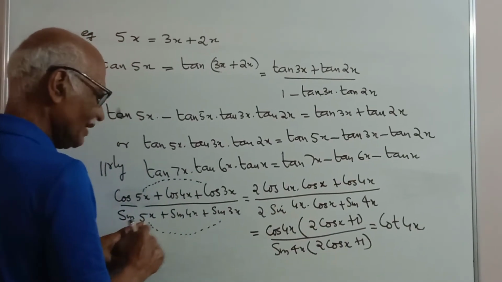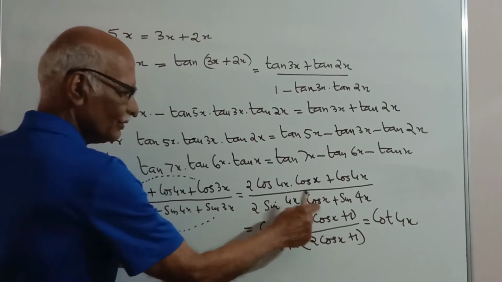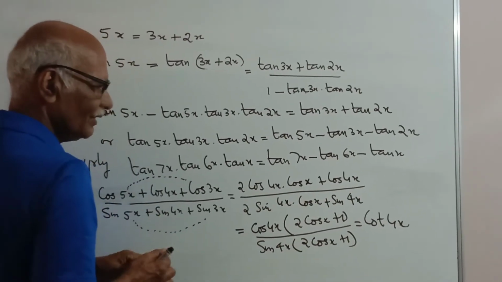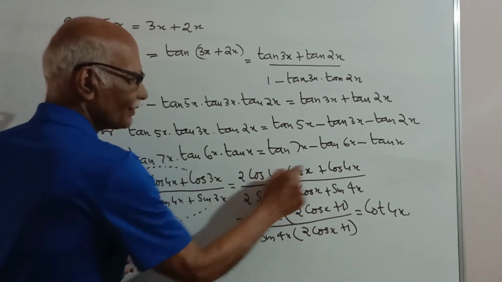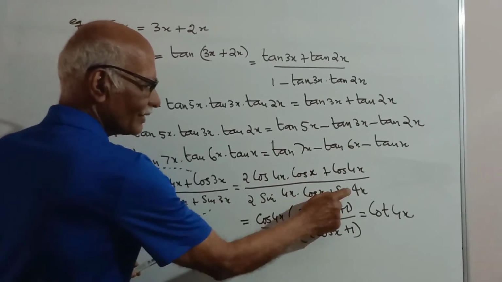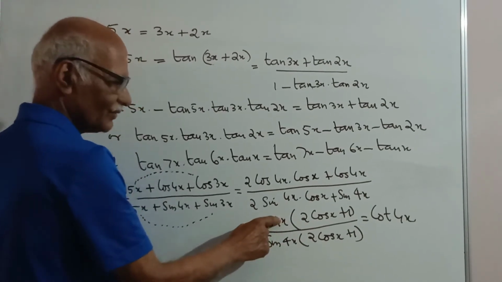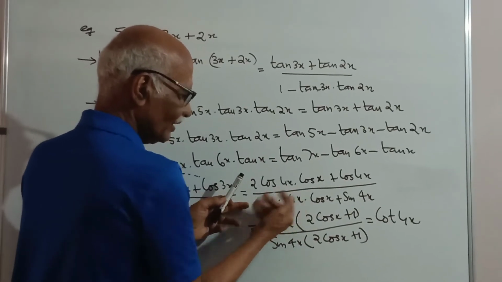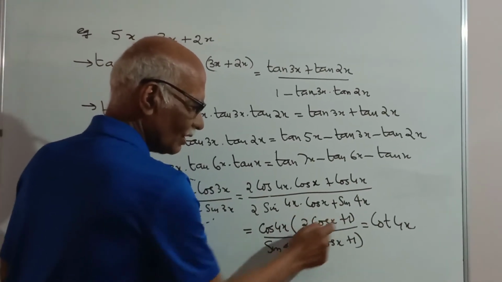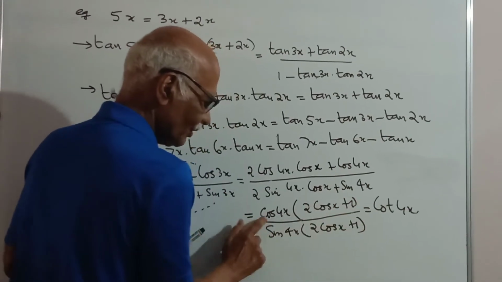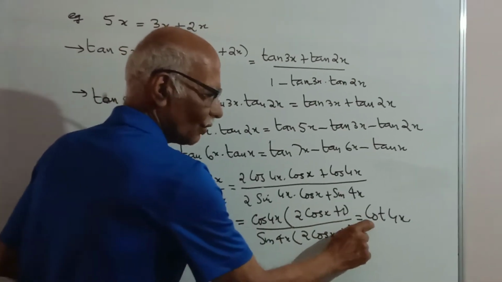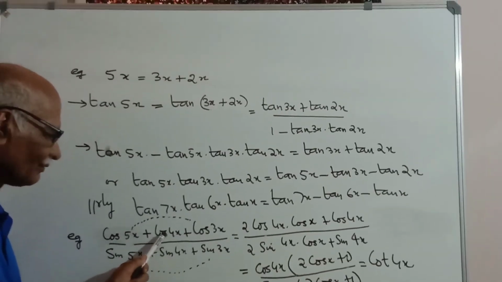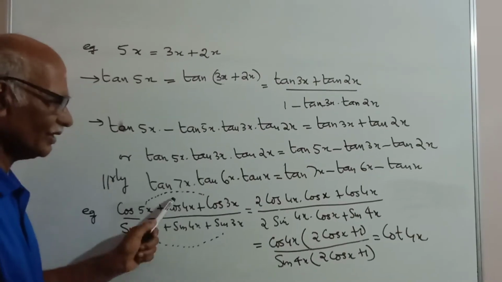Now in the denominator, sin plus sin is 2 sin cos. So it is 2 sin 4x cos x plus this sin 4x. Now we see cos 4x is a common factor, and sin 4x is a common factor. So cos 4x into what remains is 2 cos x plus 1, and sin 4x into 2 cos x plus 1. So these two are one and the same thing, so they cancel, giving you cos 4x by sin 4x, which is cot 4x. So we see such combinations will work here only.